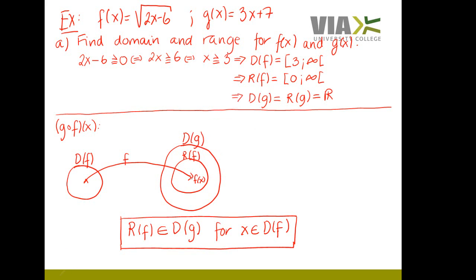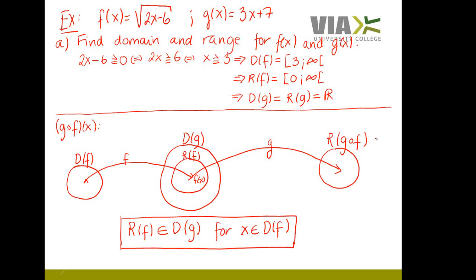When we insert what we have here from f in g and do whatever the function g tells us to do, then what happens here will be that we will end up in the range for the composite function g of f.